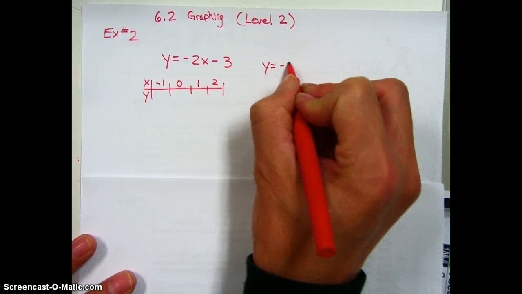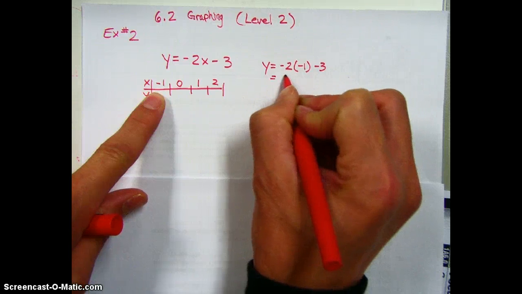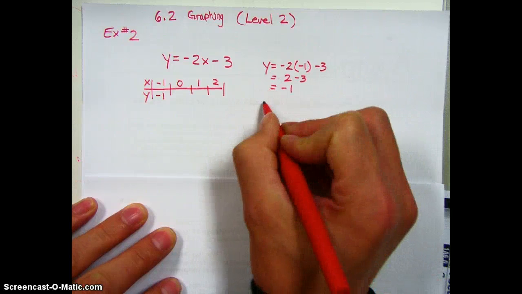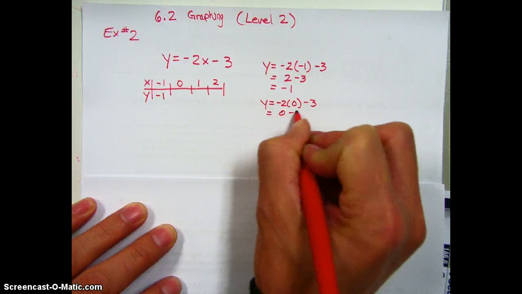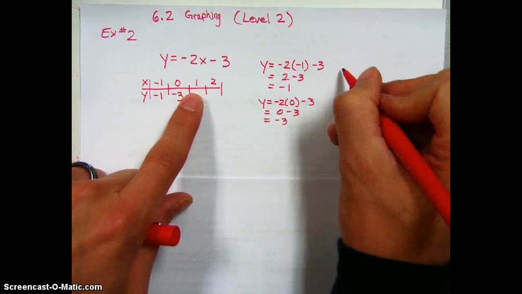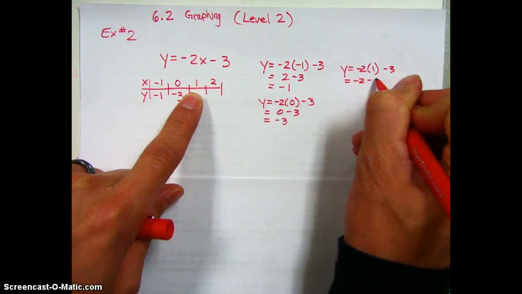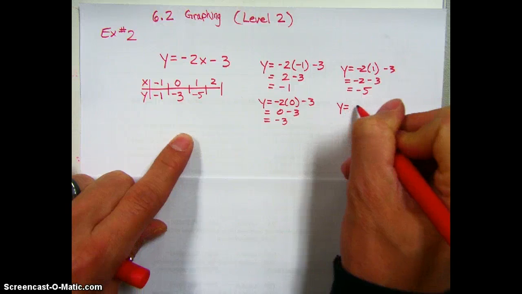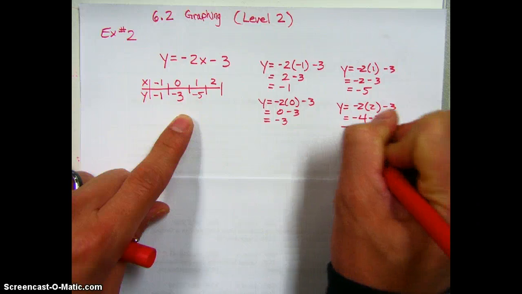Y equals -2 times -1 minus 3. So that simplifies to +2 minus 3, which is -1. So there's my first answer. Next one, y equals -2 times 0 minus 3. Well, that's 0 minus 3, which is just -3. Okay, I'm going to try the next one. Y equals -2 times 1 minus 3. -2 minus 3, which gives me -5. Okay, and the last one, y equals -2 times 2 minus 3. -4 minus 3 gives me -7.